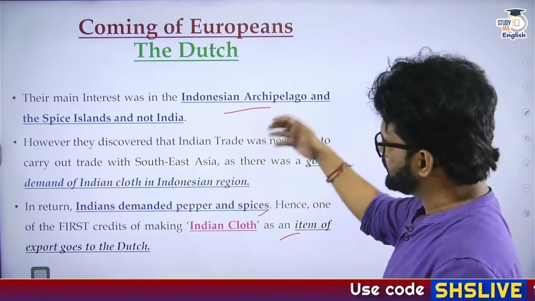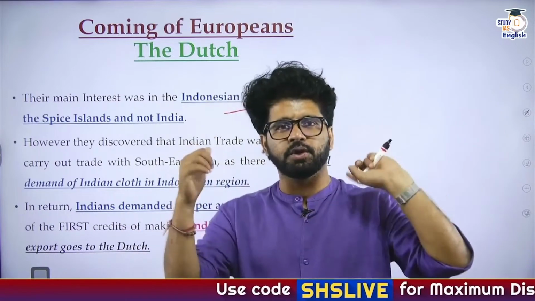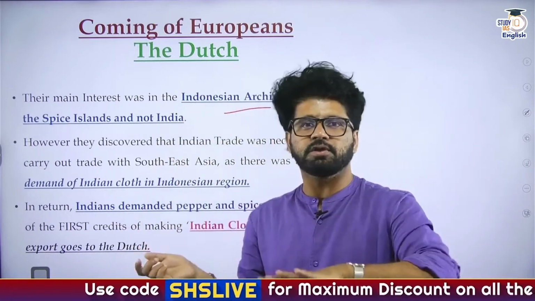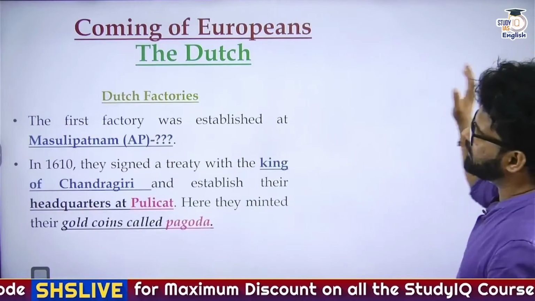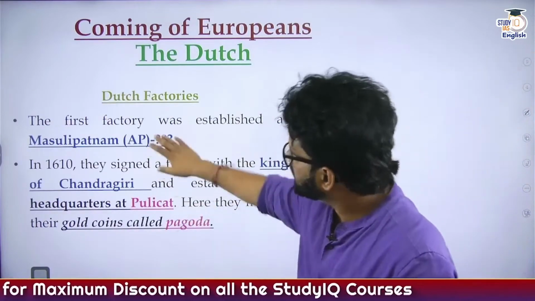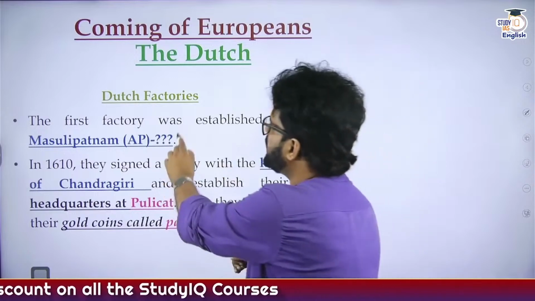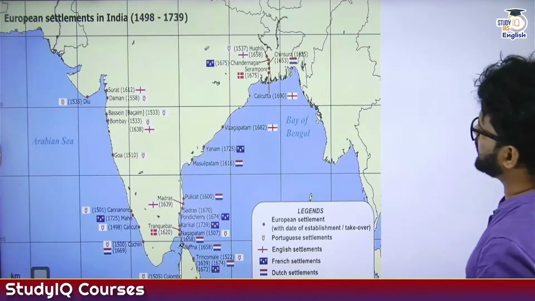And then what will happen? We have just discussed, these guys are more in number in Indonesia. English people are less in number in Indonesia. There will be another massacre which will be happening, which is known as the Amboina massacre. We'll talk about it. The first factory was established at Masulipatam, and there is a question here.